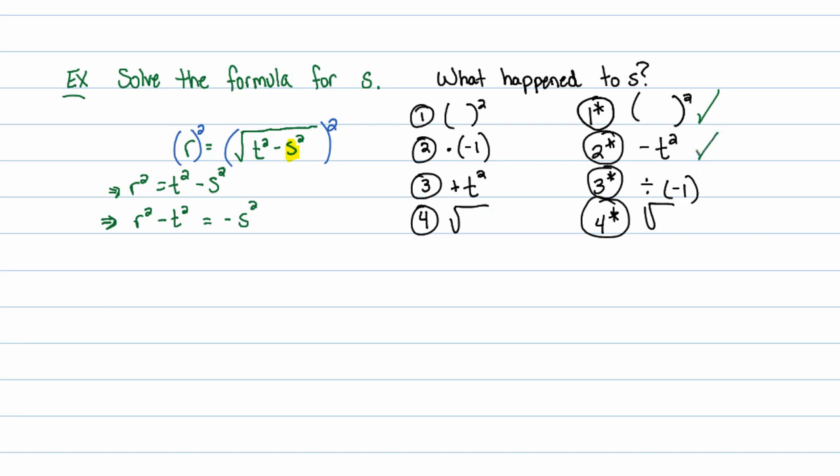Then I tell myself that I'm going to divide both sides by a negative 1, which essentially means just flip the signs on everything. So I have a negative r squared plus t squared is equal to positive s squared. And then take the square root of both sides. Remember, if you're solving for a variable s and it's being squared, when you take the square root of both sides, the other side is going to be plus or minus the square root of negative r squared plus t squared. And that's as good as it gets. You can't really do anything else with that.